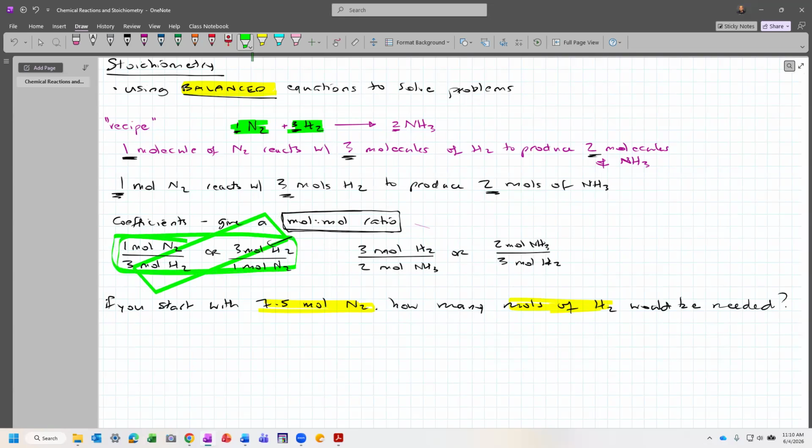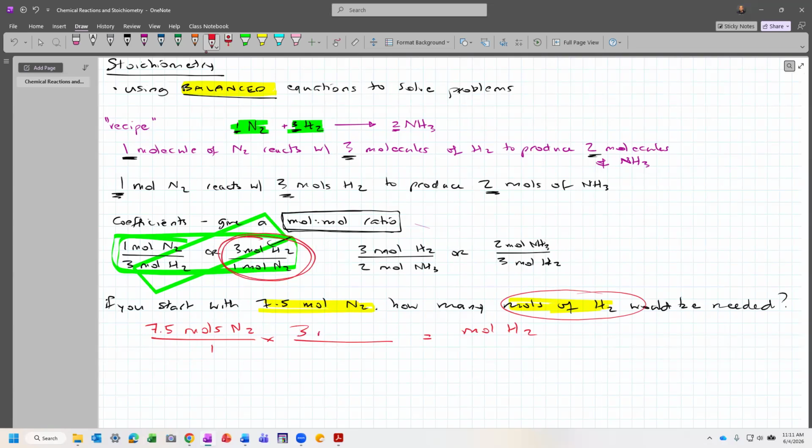Now you're told what you're starting with, the 7.5 moles of N2. You always start with what's given. So if I start with 7.5 moles of N2, put that over 1. And if I want to end up with moles of H2 as my final unit, guess what? I'm going to pick the conversion factor that has the moles of H2 on top. So 3 moles of H2 for every 1 mole of N2. Moles of N2 goes away.